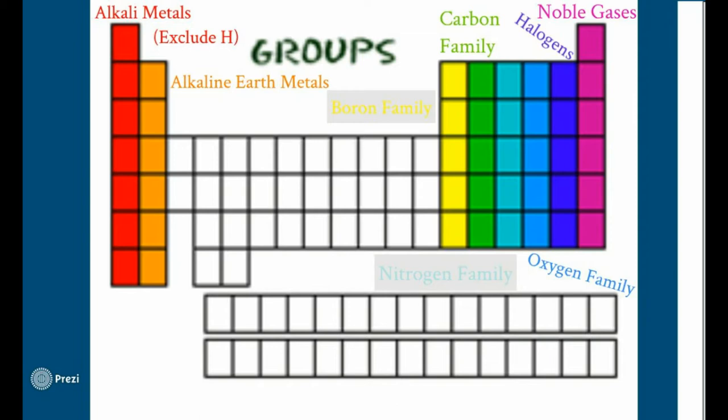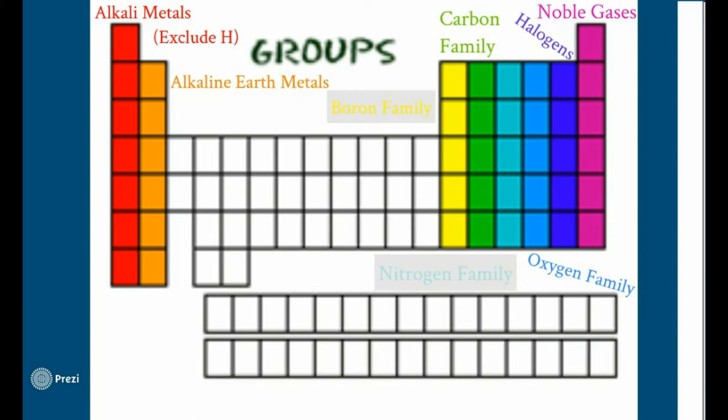Okay? So do me a favor. Go ahead and get out that green periodic table. I'm going to show you a trick. So the reason why these are in groups is because of valence electrons. And valence electrons are the electrons in the outermost shell.